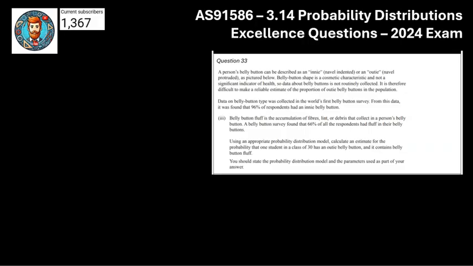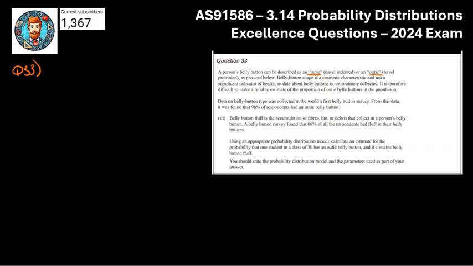So let's get straight into question number 33. The theme of this paper, if you've done it, was a bit weird. They've had belly button innies and outies and belly button fluff. Basically we're looking at someone's belly button being described as an innie or an outie. They've even put a picture in the exam, but I didn't put that in here. It's cosmetic, not a health indicator.